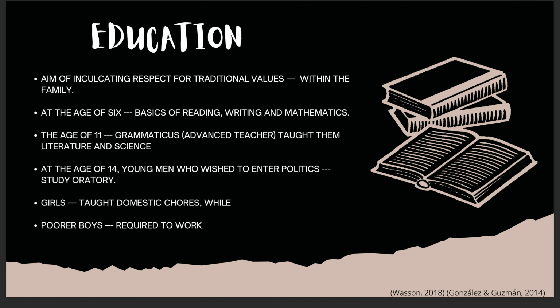In education, the main objective was inculcating respect for traditional values. In rich families, children at the age of 6 were taught the basics of reading, writing, and mathematics. At the age of 11, an advanced teacher named a grammaticus taught them literature and science. And at the age of 14, young men who wished to enter politics had to study oratory. Girls were taught domestic chores, while poorer boys were required to work.